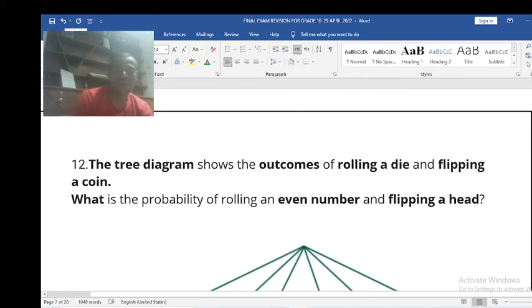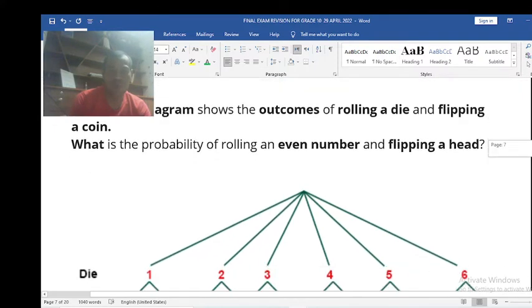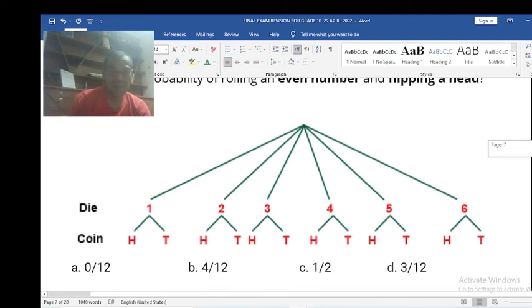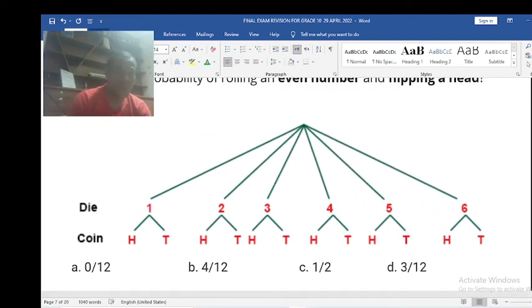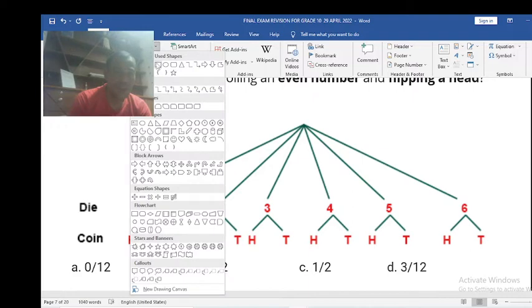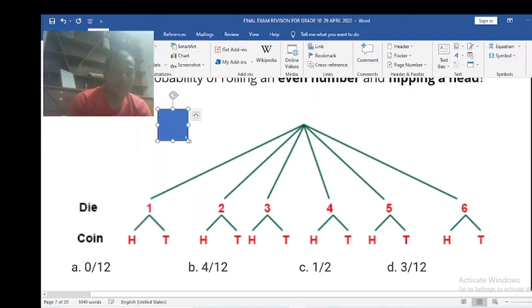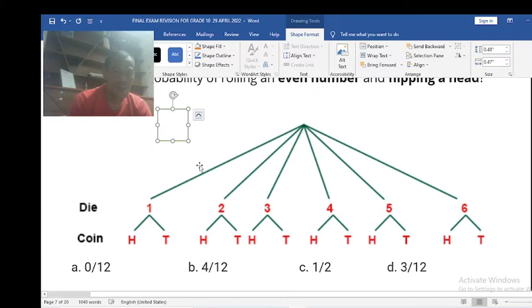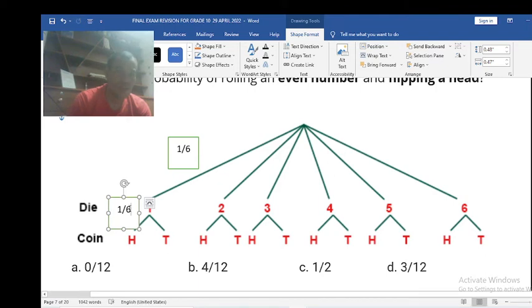Now the diagram shows the outcomes of rolling a die and flipping a coin. The question is, what is the probability of rolling an even number and flipping a head? You can see that the probability of getting, let's say, 1 is 1/6, simply because there are 6 possible outcomes for the first one, and for the second one it will be half. This one is 1/2.